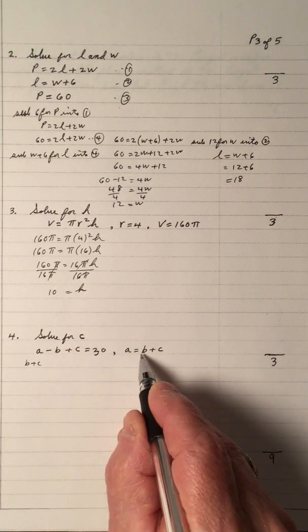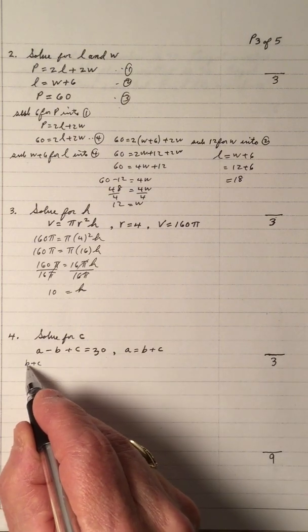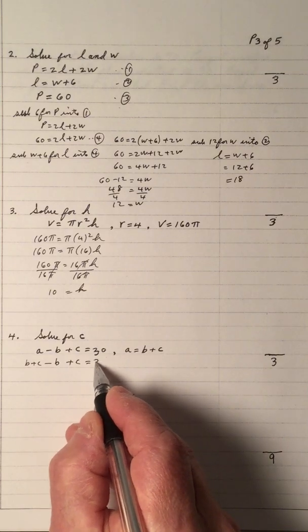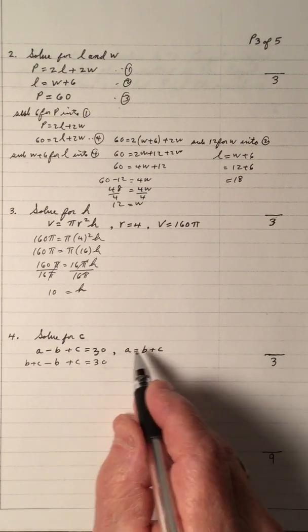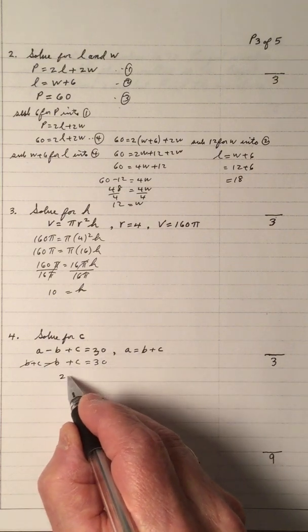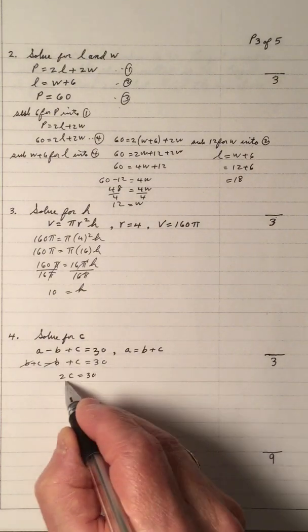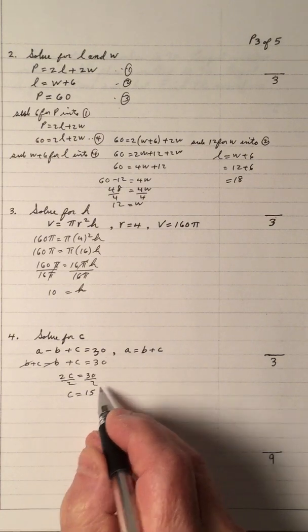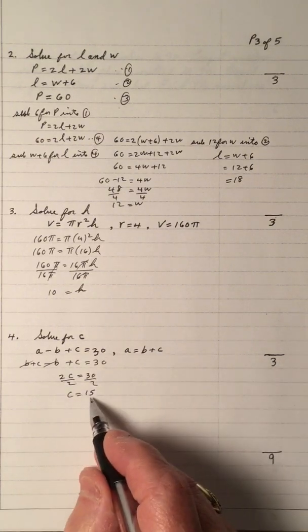So A is B plus C. So there's A. B plus C minus B plus C equals 30. If I did that, notice the plus and minus B's cancel out. So 2C is 30, divide by 2, and we get C is 15. And we have 3 marks.